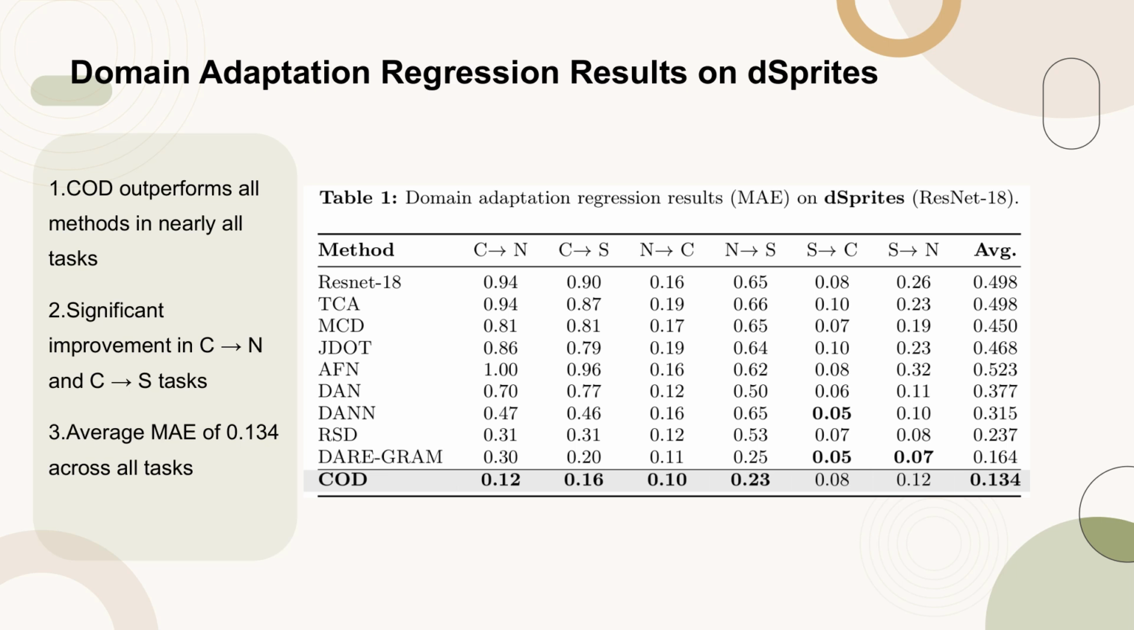Notably, COD demonstrates a significant improvement in the CN and CS tasks, where other methods, including state-of-the-art domain adaptation regression (DR) methods, show much higher error rates. The average MAE across all tasks for COD is 0.134, significantly lower than the other methods, indicating the effectiveness of the conditional invariant representations learned by COD.